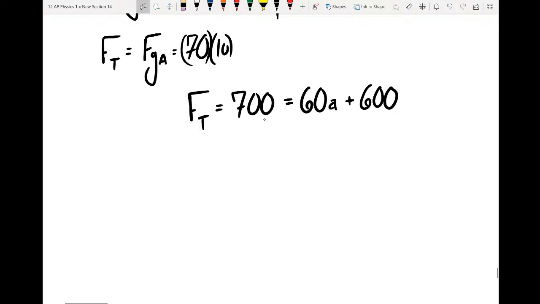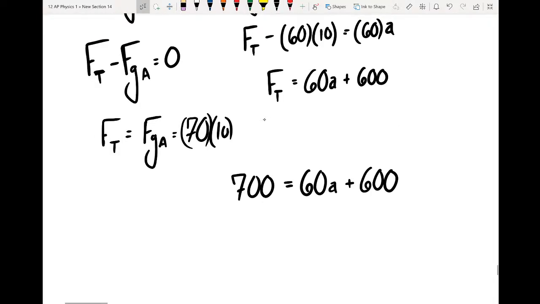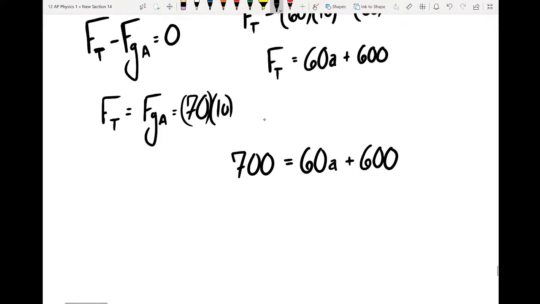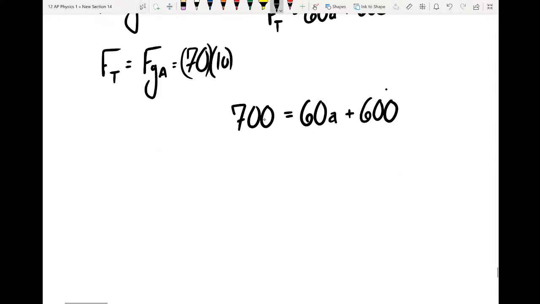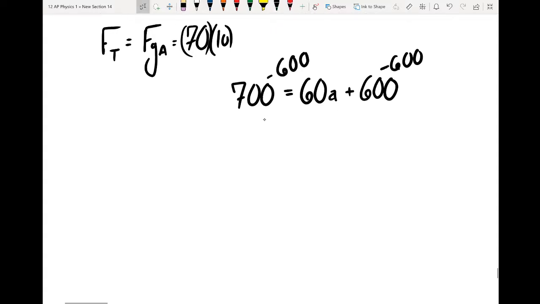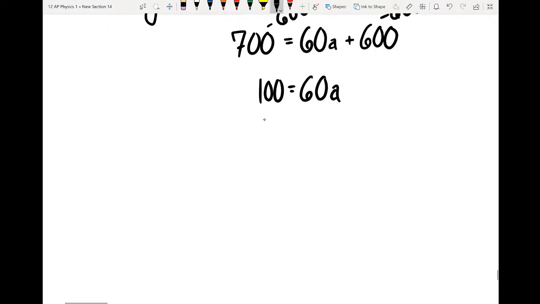Great, so now we can just go in here and say, okay, we set the tensions equal to each other. We said FGA is equal to 700, which is equal to the tension. In this case, the tension is also equal to 60a plus 600. So we can subtract 600 from both sides. Say 100 is equal to 60a. So then a would be equal to 100 divided by 60, which is 10/6, which is 5/3.